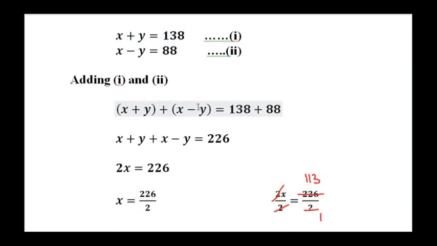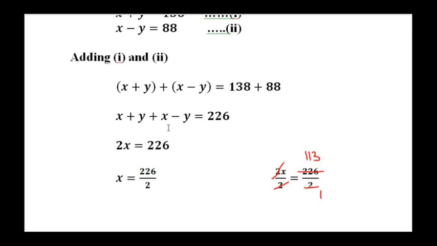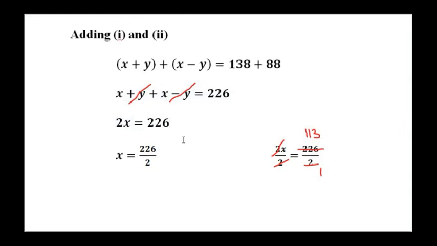The next step is to remove the parentheses. We get x plus y plus x minus y equals 226. Here, positive x and negative x, positive y and negative y will cancel each other out. So positive y and negative y will cancel out each other. So we have x plus x, 2x equals 226.